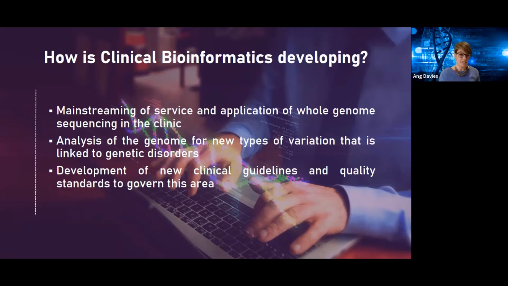So how is clinical bioinformatics developing within the genomics landscape? Well, first of all, certainly in the UK, we're now seeing mainstreaming of this service and the application of whole genome sequencing in the clinic. This is a massive change over the last couple of years. It was propelled by the 100,000 Genomes Project.